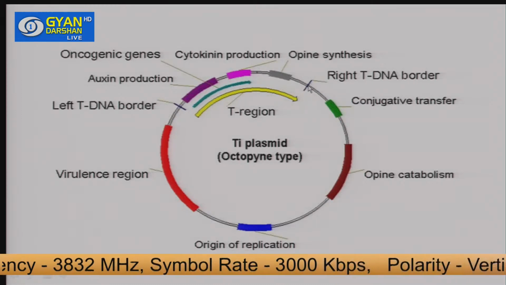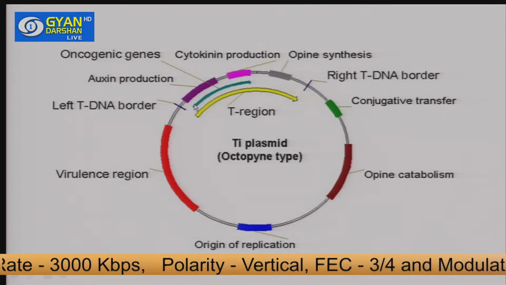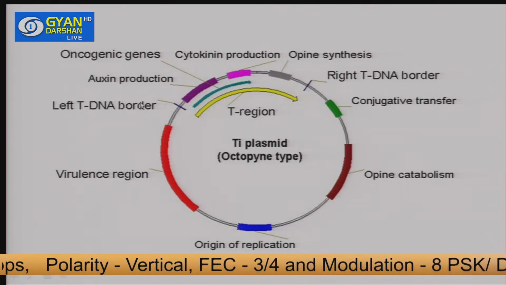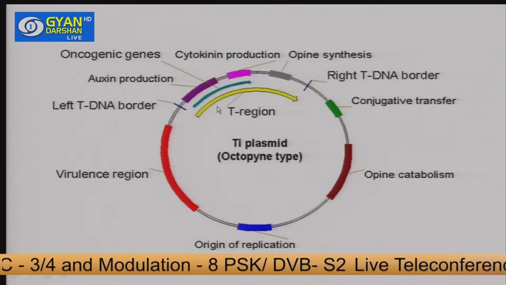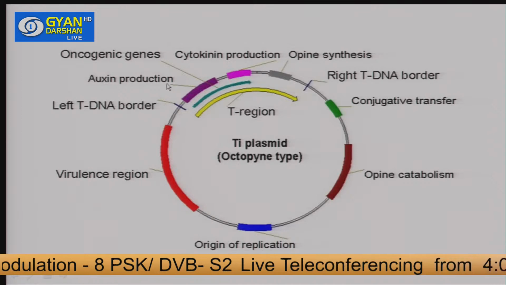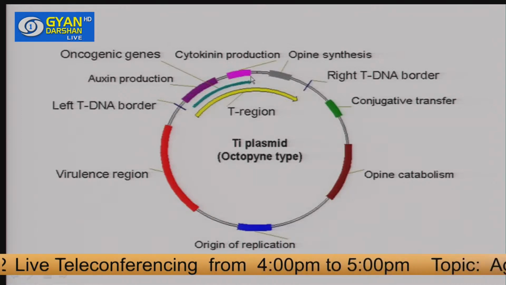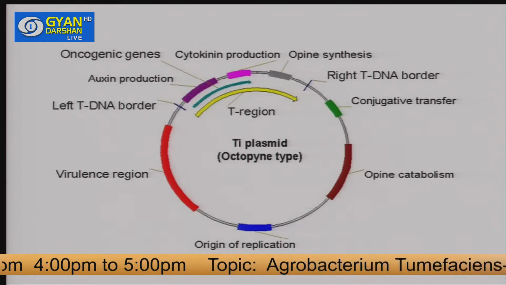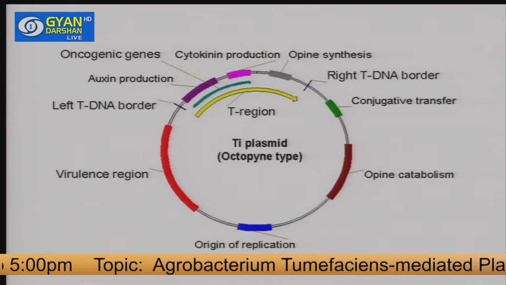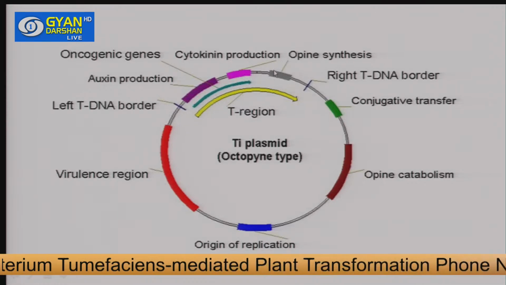So between the right tDNA border and the left tDNA border, within the tDNA region, you have certain hormone regulating genes, or certain genes which regulate hormone production like auxin and cytokinin. So the genes which are responsible for auxin production and cytokinin production are also present within the tDNA region. In addition, you have a certain component called opines. I will come to that.